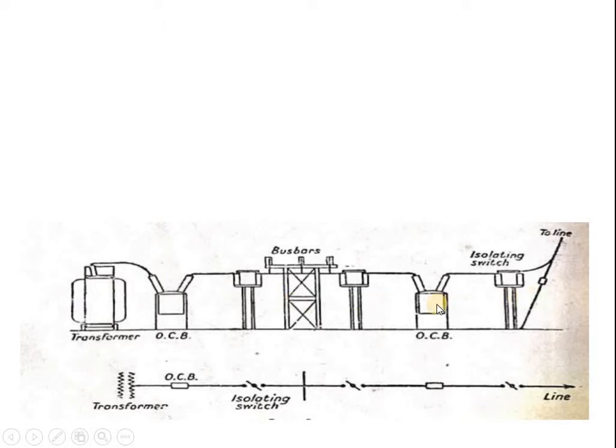Same diagram can be represented with the help of single line diagram. So all the equipments are in a single line, hence it is called as a single line diagram. So this is a symbol of transformer, oil circuit breaker, isolating switch, bus bar, isolating switch, oil circuit breaker, isolating switch, and this is my transmission line.